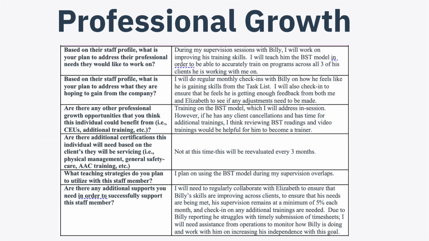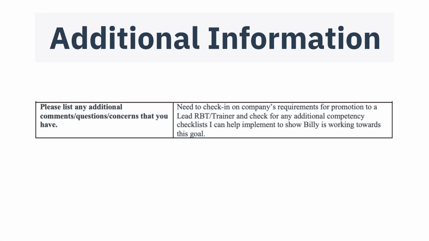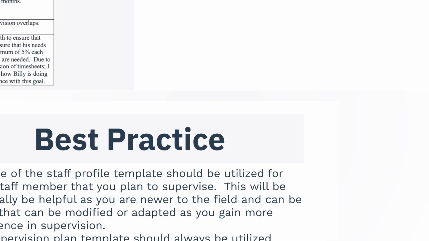Professional growth. I then outlined my goals on his professional growth as well as what he reported on his staff profile, thinking through what might be needed for Billy. And then additional information, I just made it a note for myself that I need to think through the company's requirements for promotion to be a lead RBT/trainer so that I can make sure that Billy is actively working towards this goal and I can help support him in this path.